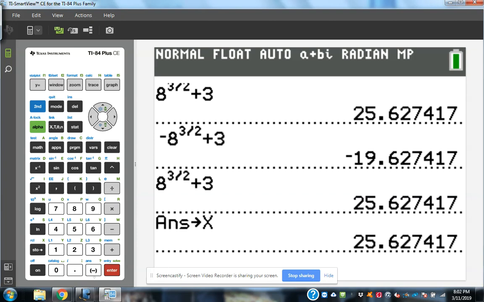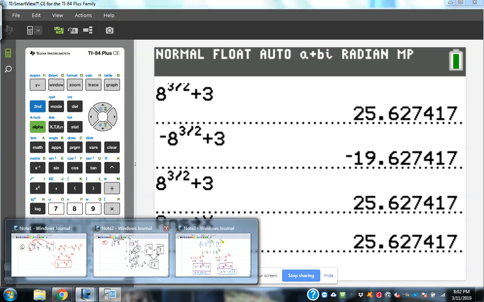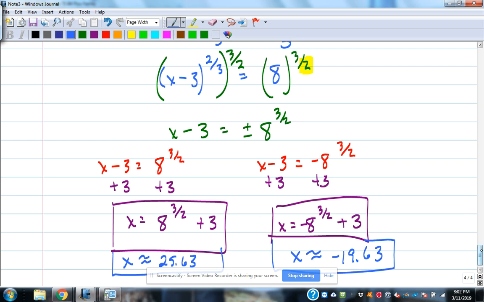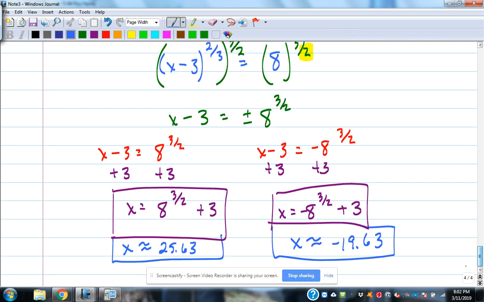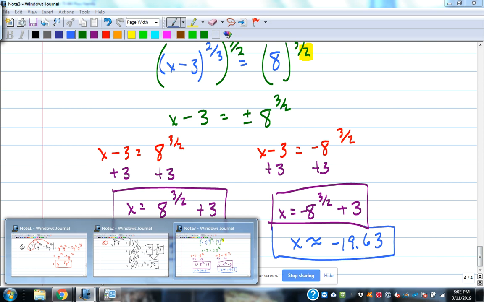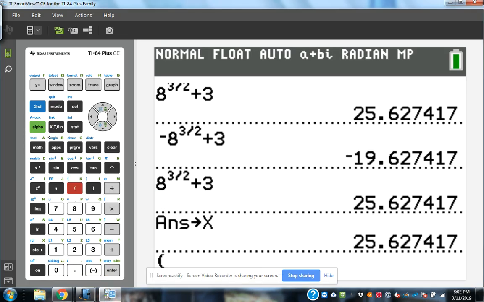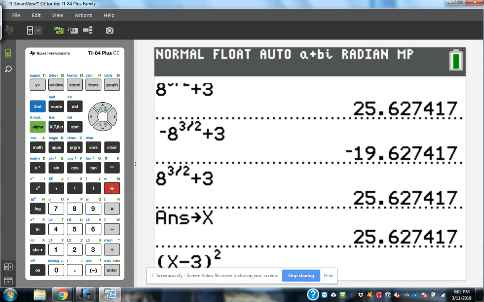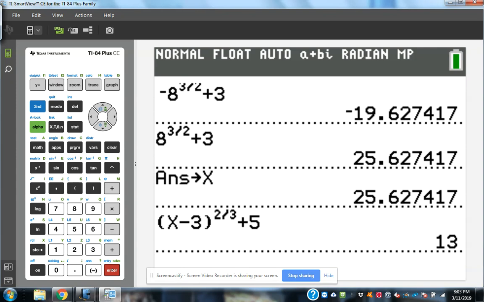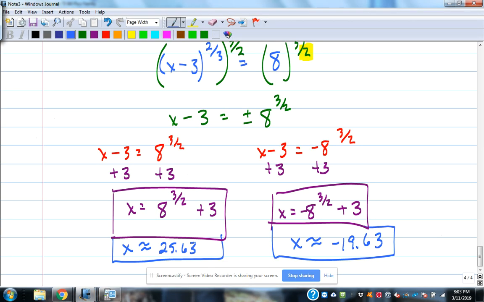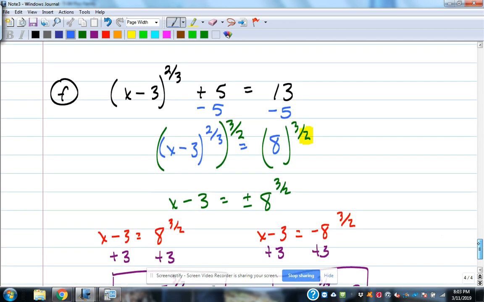And so if I plug that into the original problem, parentheses, X minus 3 raised to the 2/3 plus 5, 13. Is that right? Did I write the right problem now? It is. And that's what's right.